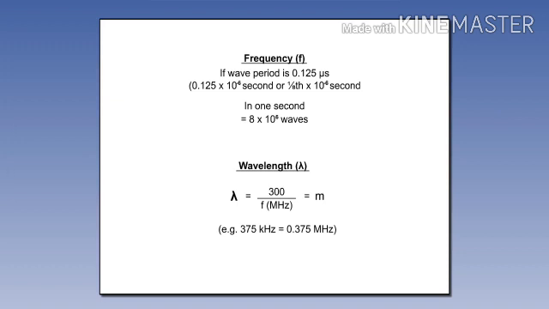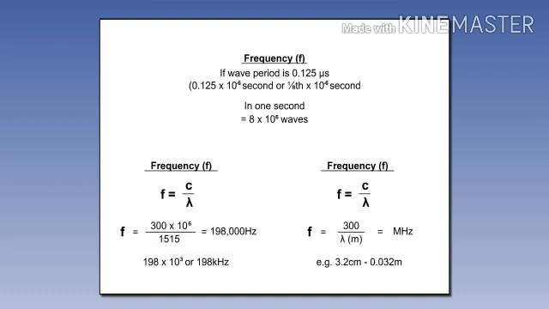The formula for wavelength is simplified to 300 divided by frequency in megahertz, giving an answer in meters. You may need to convert the data given from kilohertz or gigahertz into megahertz. The formula for frequency is 300 divided by wavelength in meters, giving an answer in megahertz. You will need to convert the wavelength into meters if the wavelength is given, say, in centimeters.